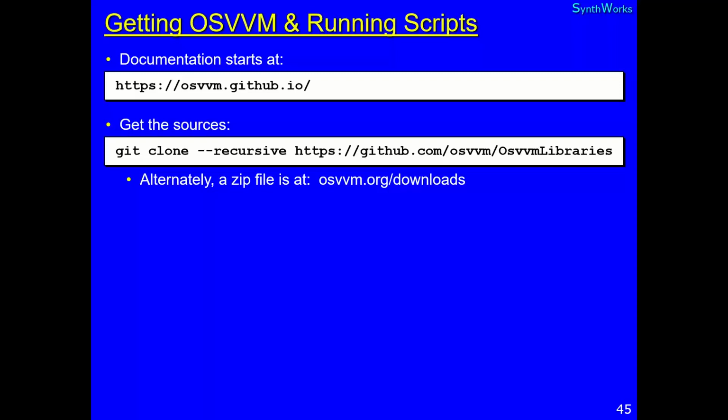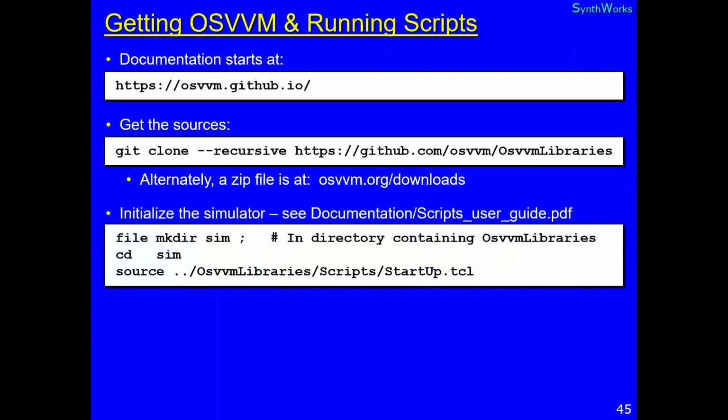Well, if you know how to use Git, you can Git clone it. It has submodules, so you do have to do it recursively. Or if you hate Git, there's a zip file at osvvm.org/downloads. The cost there is you do have to subscribe to osvvm.org. We run our scripts, and I typically run them from a sim directory. That way, if your simulator litters, I can just get rid of the sim directory. So if I were in the same directory that contains OSVVM libraries, I could in Tcl say file mkdir sim, so create a sim directory, cd to it, and then source the OSVVM startup.